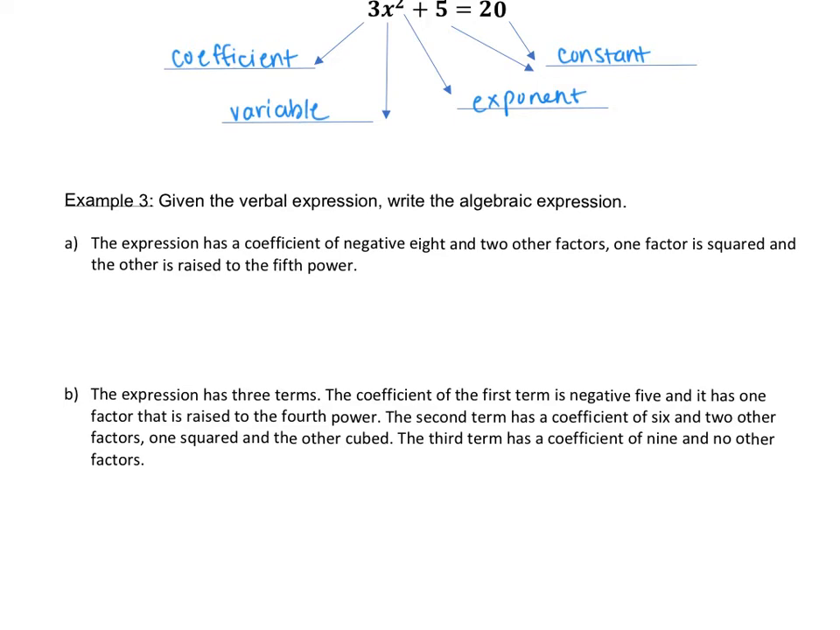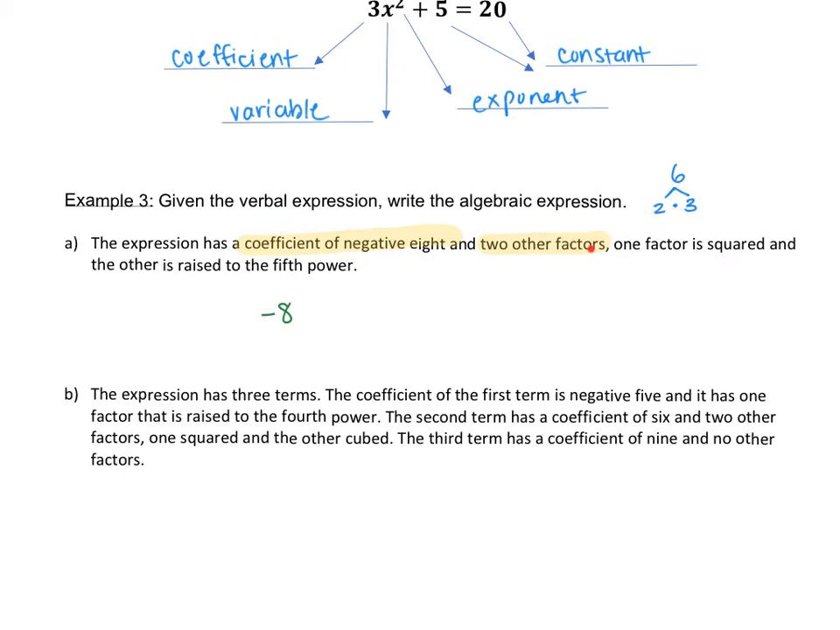So what I notice immediately is that it says coefficient. The expression contains a coefficient of -8. Two other factors. So let's just stop right here. When it says coefficient of -8, I'm thinking that there's going to be a -8 someplace. And it says two other factors. When we think of factors, factors means multiplication. Like, if someone asks you what are the factors of 6, you might say 2 and 3, because those two numbers multiply to give you 6.